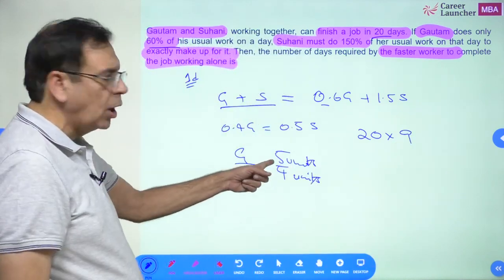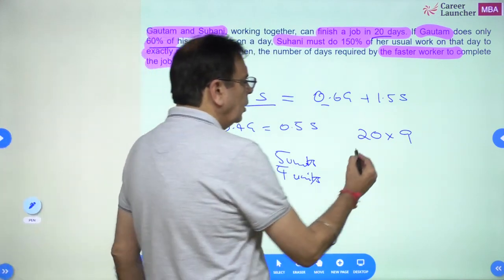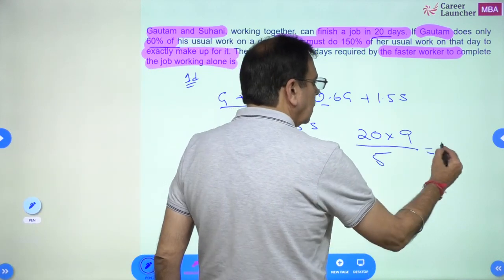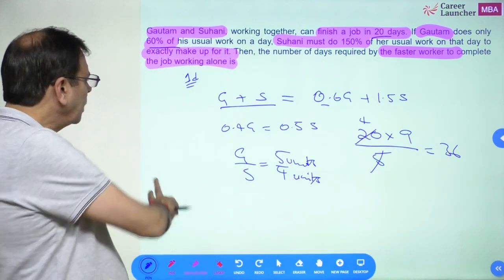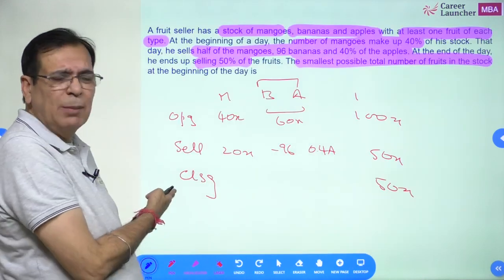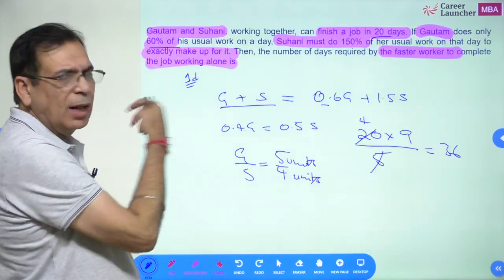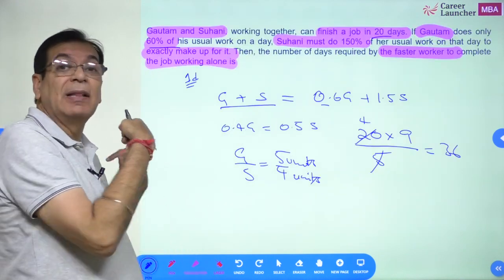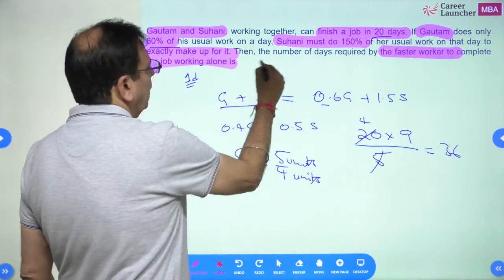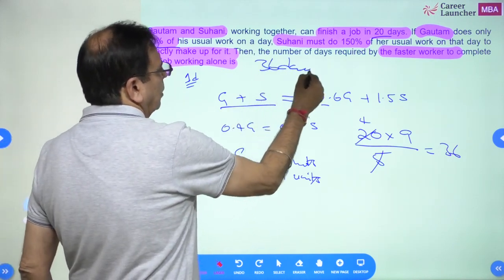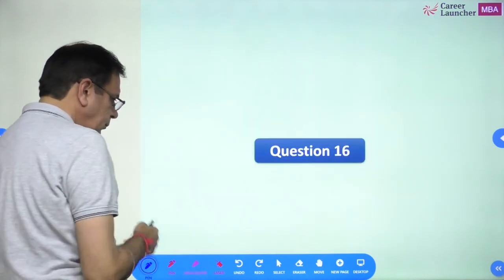Faster worker is Gautam. How much he does? 5 units per day. So वो कितने दिन में काम करेगा? 36 days. Okay. I would do this question. मैं बेकार में ऐसे सवाल पे क्यों टाइम बर्बाद करूंगा जब मेरे को ऐसे सवाल मिलते हैं, and I will find them only when I leave those stupid questions which was there earlier. So my answer to this question would be 36 days. Next question.